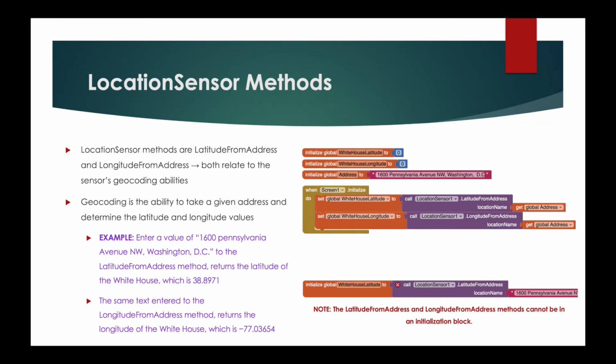They both relate to the sensor's geocoding abilities. Geocoding is the ability to take an address and use it to determine the latitude and longitude values. So if you enter an address, it will return the latitude and longitude values of it. Note that the latitude from address and longitude from address methods cannot be in an initialization block.